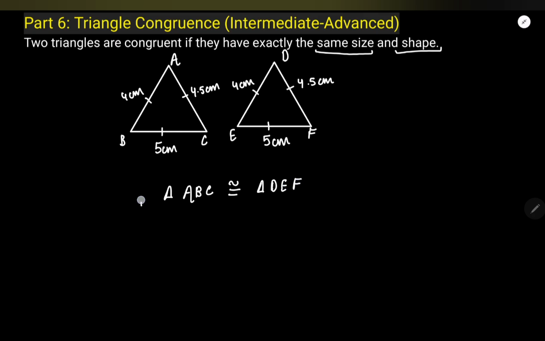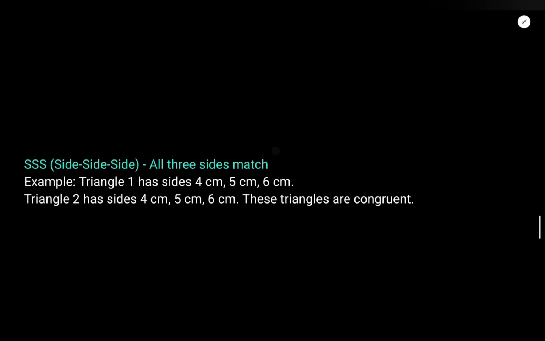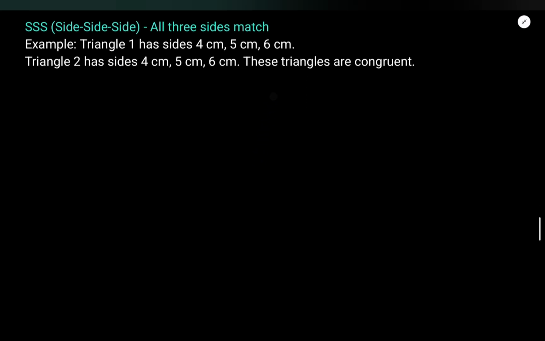So two triangles are called congruent if they have the same size and shape. Now there are some rules as well, by which we determine whether the triangles are congruent or not. First is the side rule.